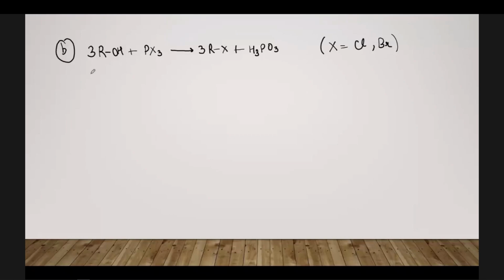Then there is one other way for the chlorides. The reaction says ROH plus phosphorus pentachloride will give RCl plus POCl3 plus HCl.